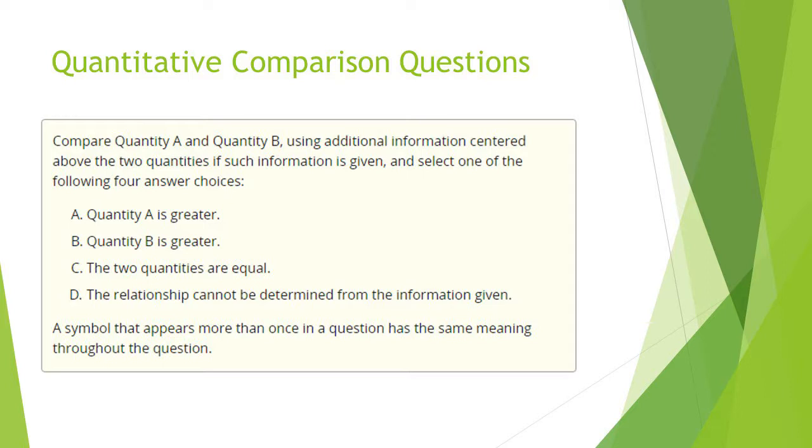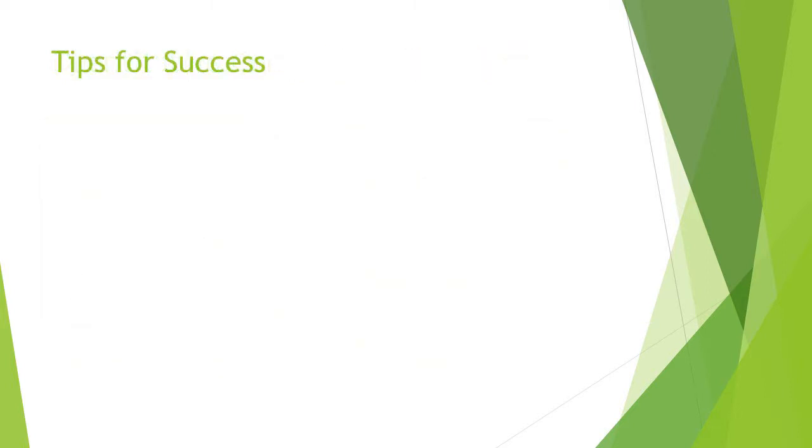Quantitative comparison questions ask you to compare 2 quantities, quantity A and quantity B, and then determine which of the following statements describes the comparison. Quantity A is greater, quantity B is greater, the 2 quantities are equal, or the relationship cannot be determined from the information given. When answering quantitative comparison questions, the following tips may come in handy.